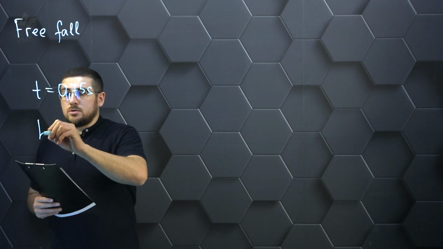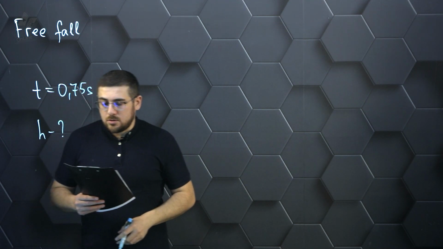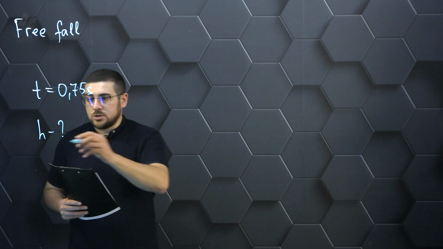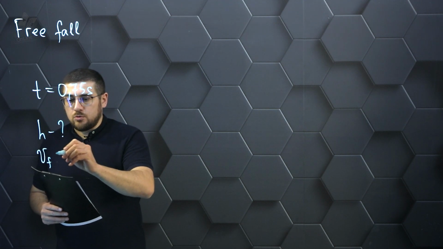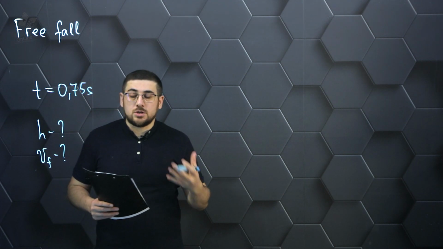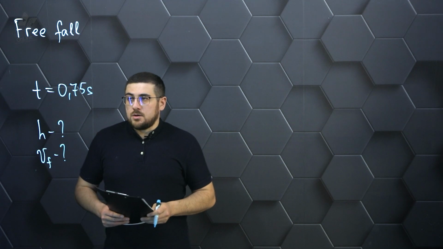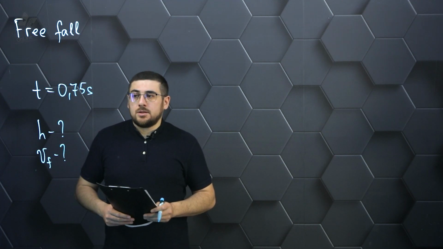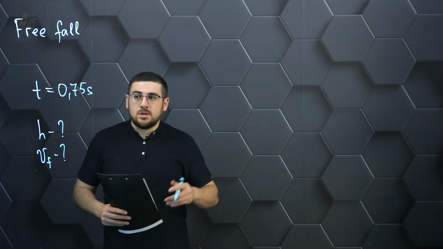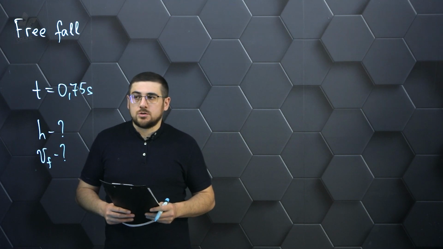And we need to determine the height from which the fruit fell and the speed at which it hit the ground, meaning, of course, the terminal velocity. Here we can add some data, which are not given in the problem, but nevertheless we can guess about them.